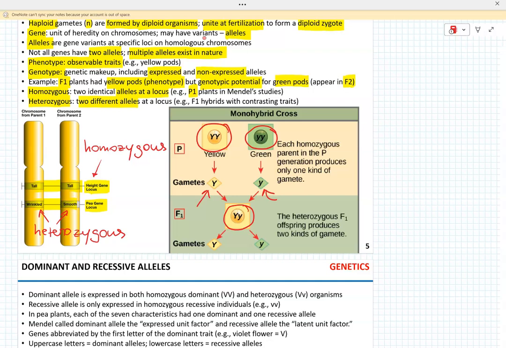on different homologous chromosomes. The uppercase Y refers to the dominant trait and therefore masks lowercase y, which is a recessive trait. So, despite the fact that the plant carries a recessive allele, the dominant allele masks it, and therefore the phenotype is dominant.